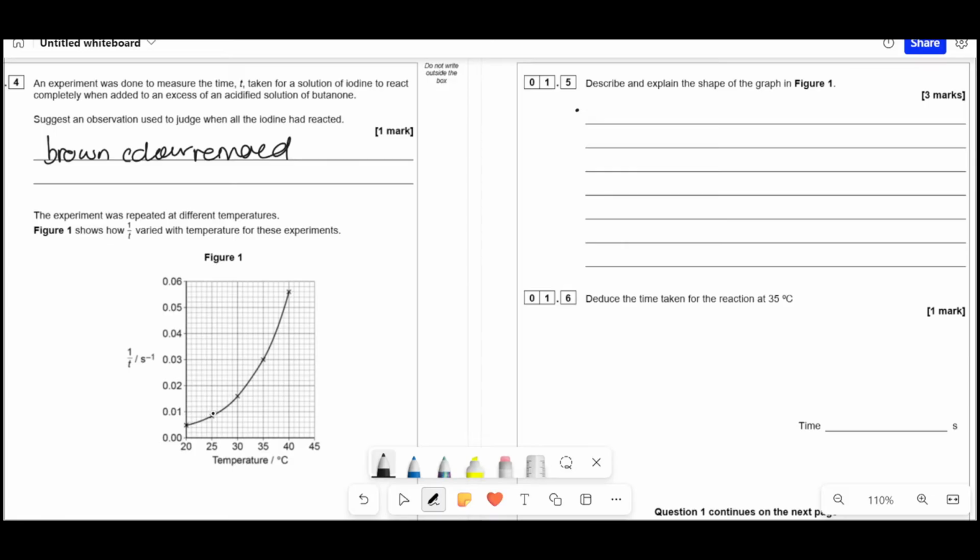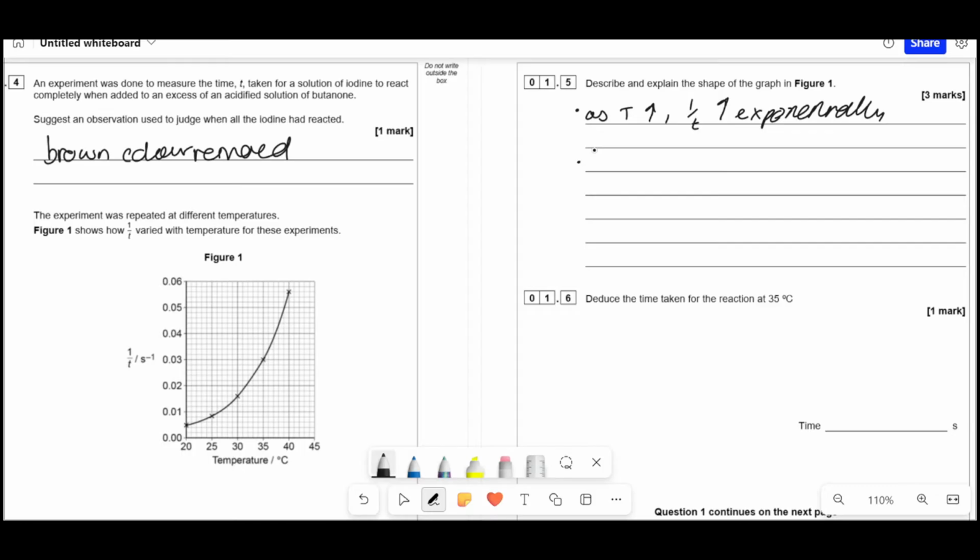So if we look here, it's barely going up. It's going up faster because you can see they've got that much of an increase from 10 to 25, and now it's like that. And then it's like this, and it's even more steep. So that means that as it's going on, the amount it increases gets steeper and steeper, and that's called an exponential relationship. So as temperature increases, 1 over t increases exponentially. Right? So that's described, but we need to explain why.